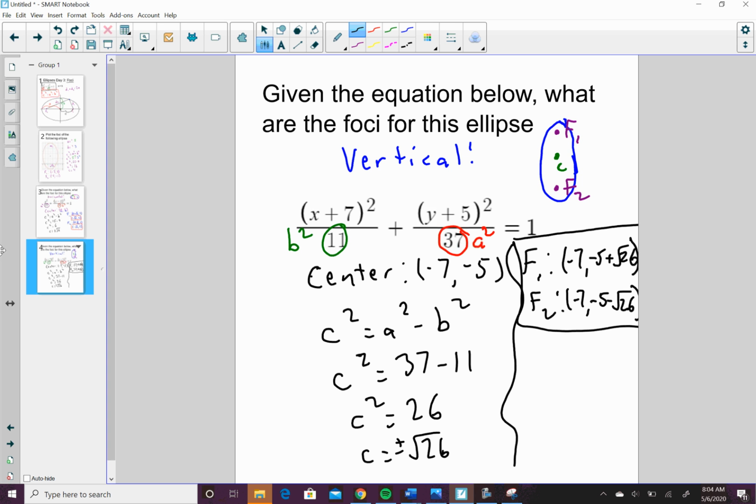Okay, and so now what I want you to do is complete the problems listed on the foci practice sheet. If you have any questions, let me know.